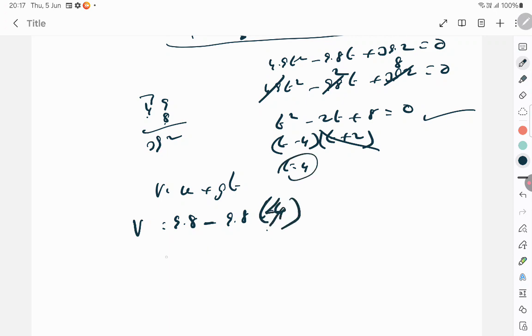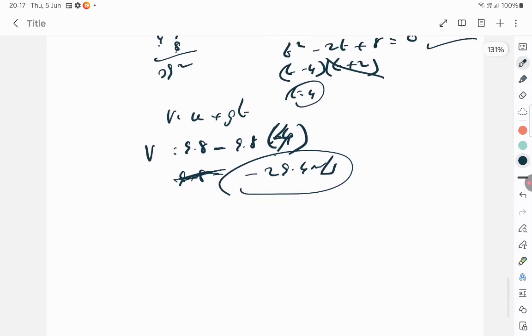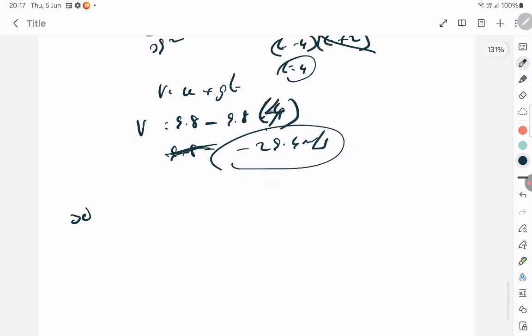So what happens is 9.8 minus, you get a bigger negative value, minus 29.4 meter per second. It's okay. Velocity can be negative because it's directed downward. It makes sense. Initial velocity is upward. The final velocity is downward. That's why it's negative sign. Let's go to 30th question.